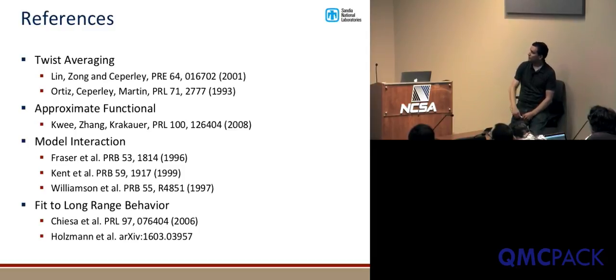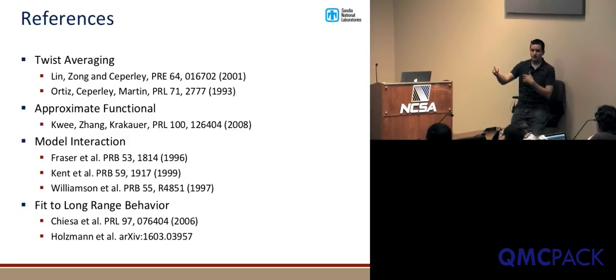Several papers on the model interaction, and then on the fit to the long-range behavior. This 2006 paper, and then there's a new one that's on the arXiv that updates that. It actually also talks about grand canonical twist averaging. So what I said before is we can change the boundary conditions, but we're assuming that the number of electrons doesn't change. Well, in DFT, you know that, say, when you get to the Fermi surface, there would be fewer electrons for a given k point. So you can actually extend your method to deal with that nicely.